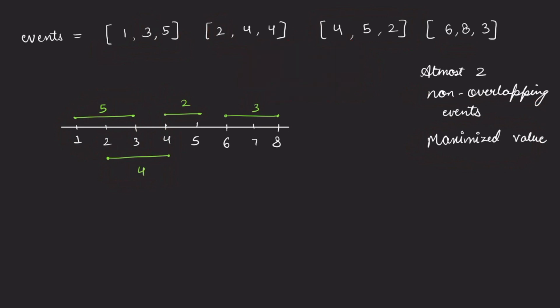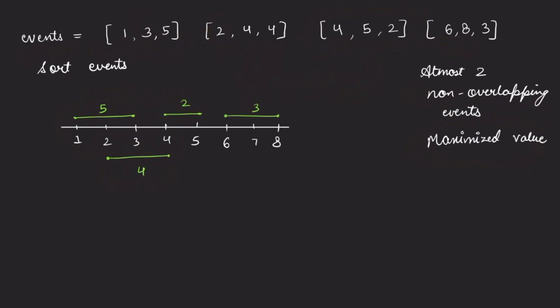For that, what we can do is initially sort our events array on the basis of the start time in increasing order. So first we will sort this events array. Now you will see that this is already sorted: 1, 2, 4, 6. So in our case, it is already sorted.